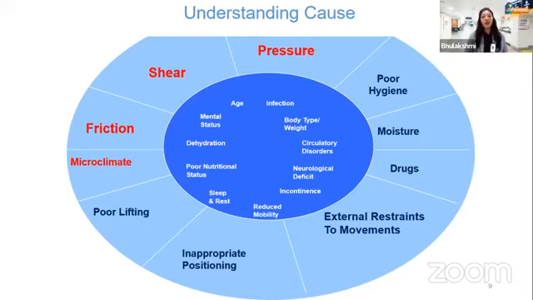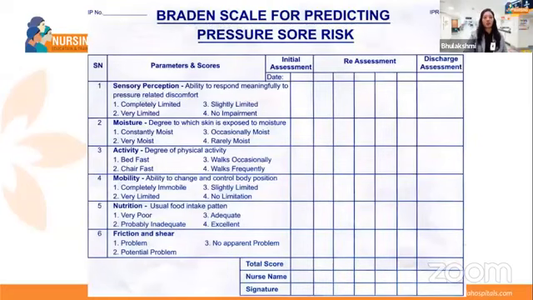There are intrinsic factors like age, infection, body type and weight, and circulatory disorders. Also any neurological deficit, incontinence, reduced mobility, disturbances in sleep and rest patterns, poor nutritional status, dehydration, and mental status. All these are intrinsic factors through which the patient might get a pressure ulcer. We have to rule out all these risk factors so that it is easy to identify the patients who are at risk of developing a pressure ulcer.